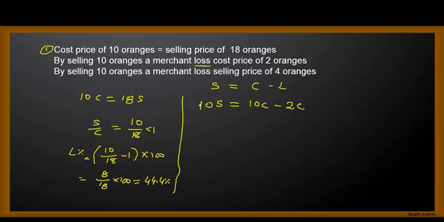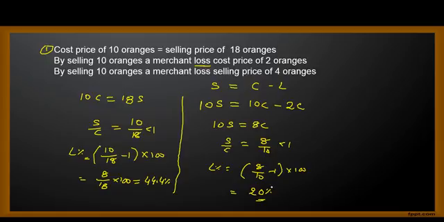See here, on simplification you will get 10s is equivalent to 8c, which implies s by c is equal to 8 by 10, which is a ratio less than 1. So we'll get a loss. Loss percentage is equivalent to (8 by 10 minus 1) into 100, which gives 20 percent. The negative sign indicates loss.